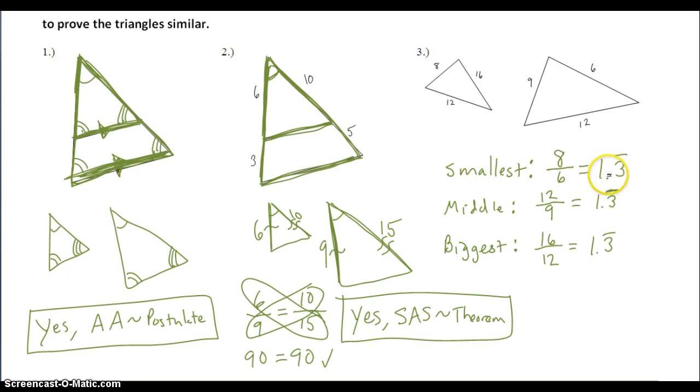And I can compare 1.3 and 1.3 and 1.3. Notice it's tougher to compare these numbers when they're not in lowest terms, but I can compare decimals. So 8 is similar to 6, and 12 is similar to 9, and 16 is similar to 12. So are these triangles similar to each other? Yes, by the side-side-side similarity theorem.